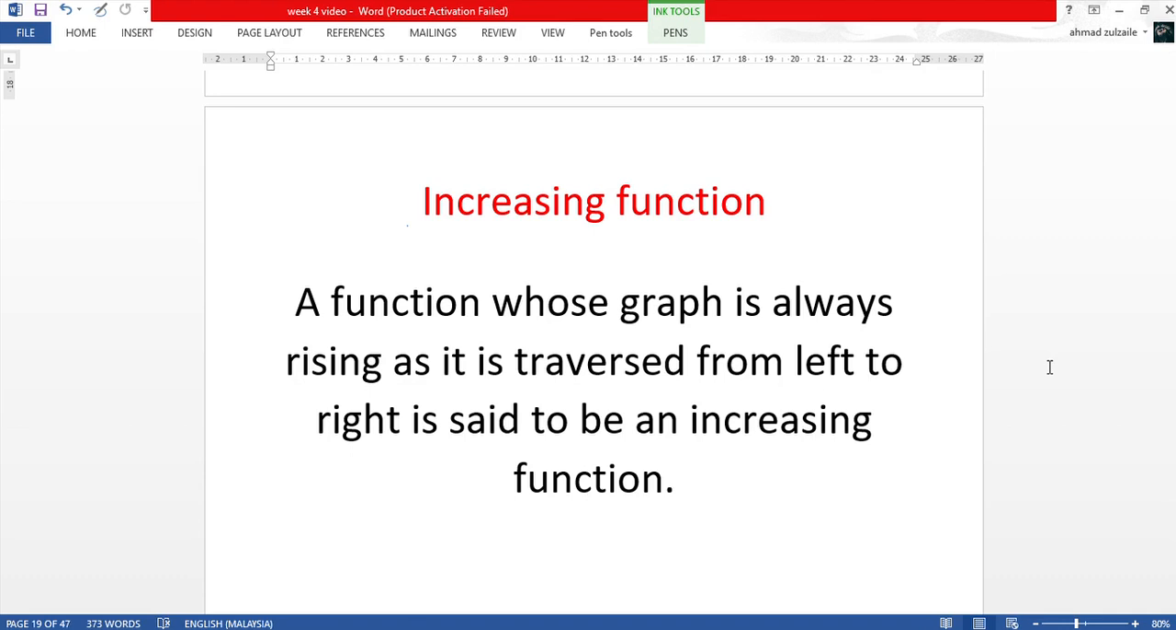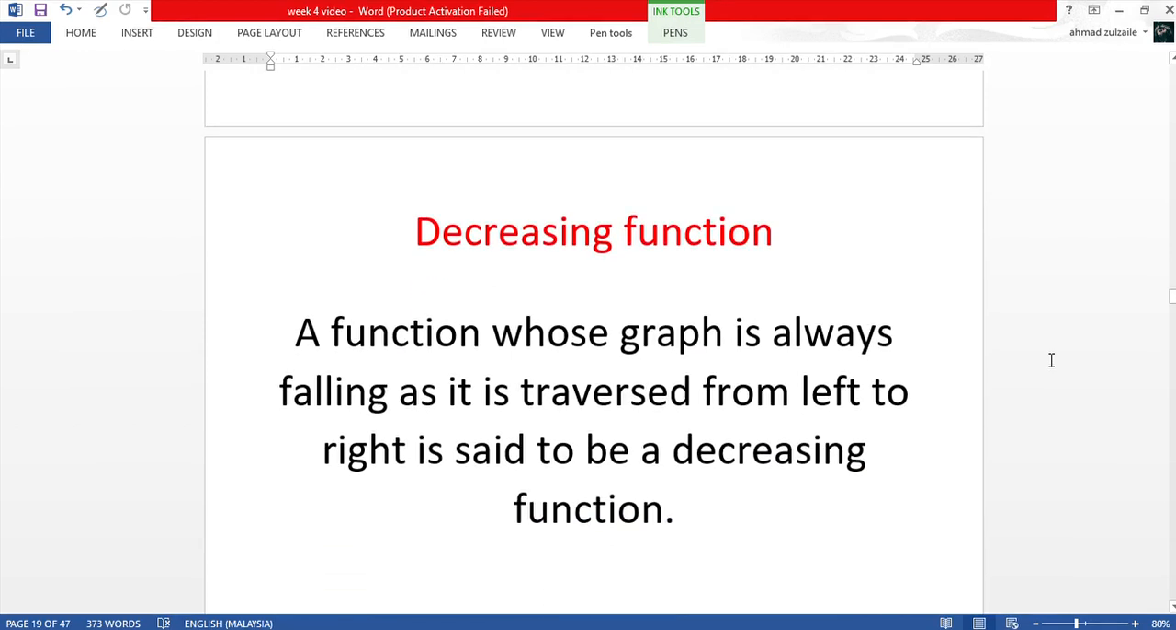Okay. However, for decreasing function, the graph is always falling. For increasing, the graph is always rising, but for decreasing, the graph is always falling when you move your x from left to right. Meaning the opposite this time. When you increase the x value, the y value becomes decreasing. Okay, that is the meaning of falling here. This is only the definition. It's not important, we won't ask the definition, but the understanding is from here.